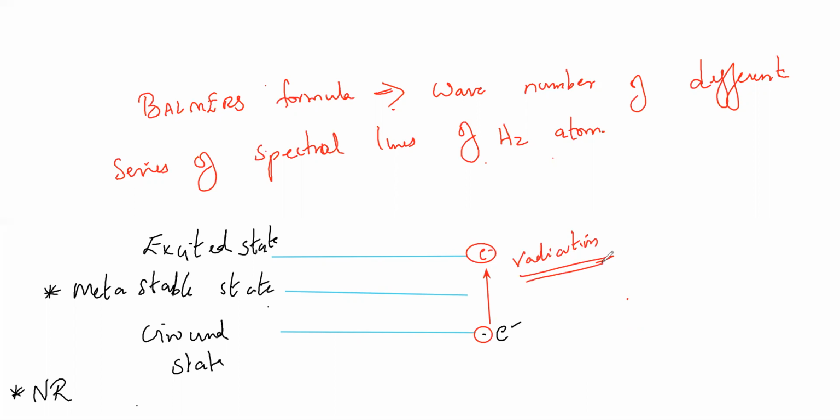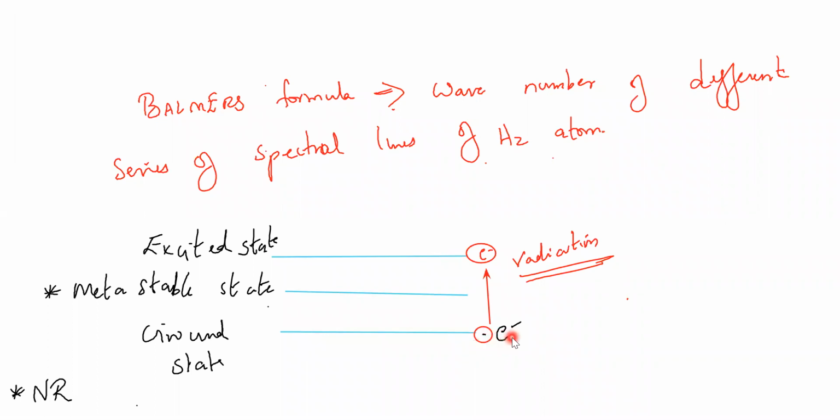So this is calculated by Balmer. Each line is called a spectral line, and each line has a different energy while giving out the radiation. This energy is described by using Balmer's formula, that is, the wave number of different series of spectral lines of the hydrogen atom.